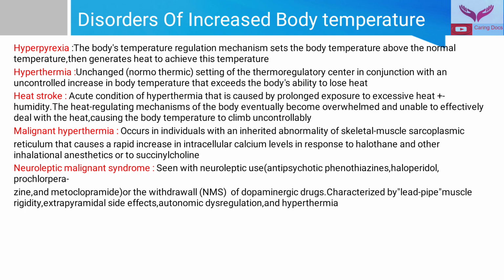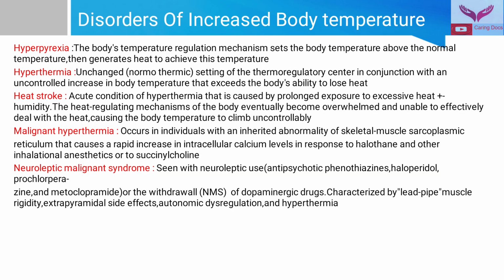Disorders of increased body temperature: hyperpyrexia is when the body's temperature regulation mechanism sets the body temperature above the normal temperature and then generates heat to achieve this temperature. Hyperthermia is an unchanged or normothermic setting of the thermoregulatory center in conjunction with an uncontrolled increase in body temperature that exceeds the body's ability to lose heat.